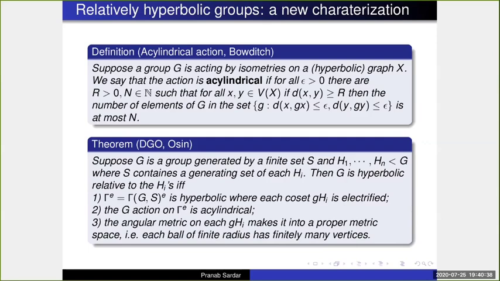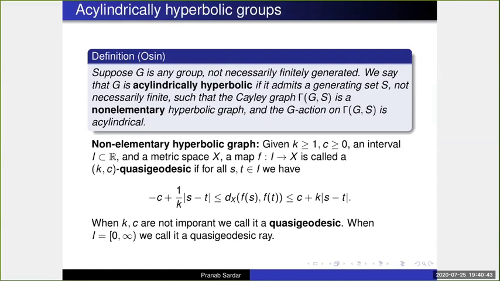But this has more to it. Using these kinds of ideas, Osin has introduced a new set of groups which are called asymmetrically hyperbolic groups. So what are these objects? G is any group. In this case, we do not assume it is finitely generated. It is called asymmetrically hyperbolic if it admits a generating set S, which may not be finite a priori, such that the Cayley graph is a non-elementary hyperbolic graph, and the G action on this Cayley graph is asymmetrical. So this generalizes both hyperbolic groups and relatively hyperbolic groups. I have defined for you Cayley graph, hyperbolic graph, and asymmetrical. So I have to explain what is non-elementary.